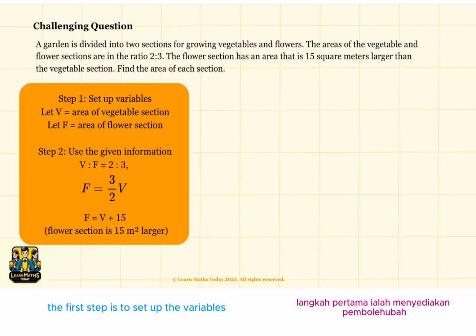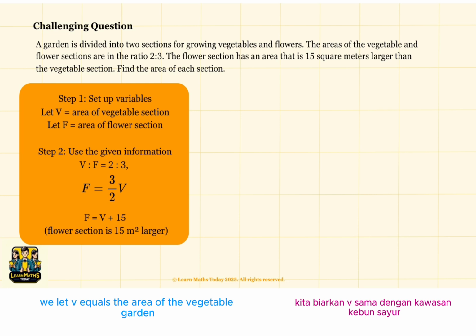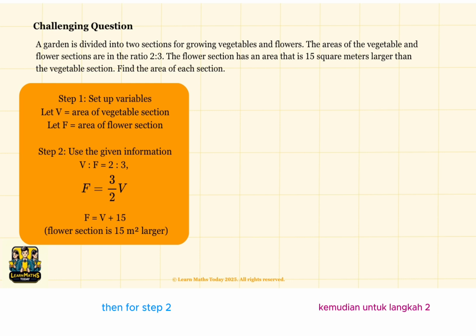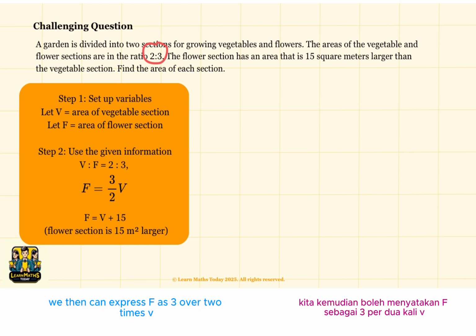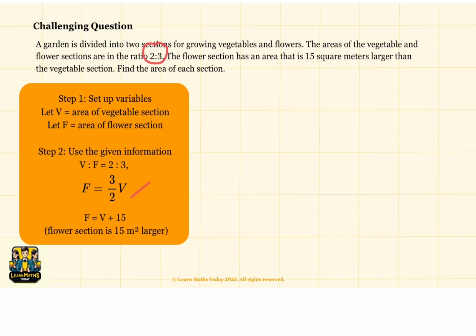The first step is to set up the variables. We let V equal the area of the vegetable garden, and we let F equal the area of the flower section. Then, for step 2, we use the given information of 2:3 to express V/F as 2:3. We then can express F as 3/2 times V.